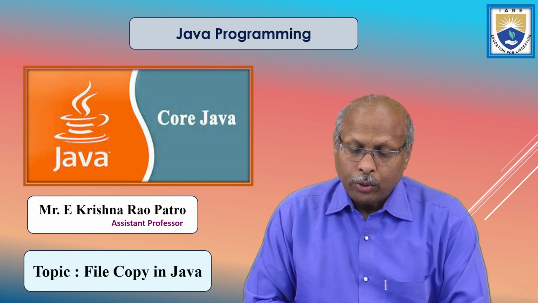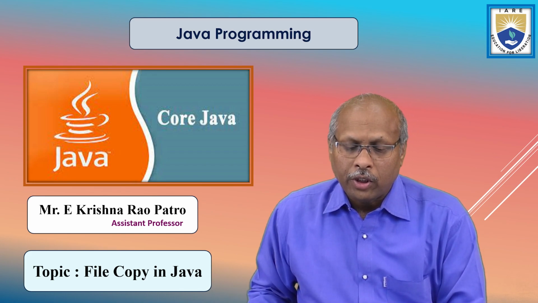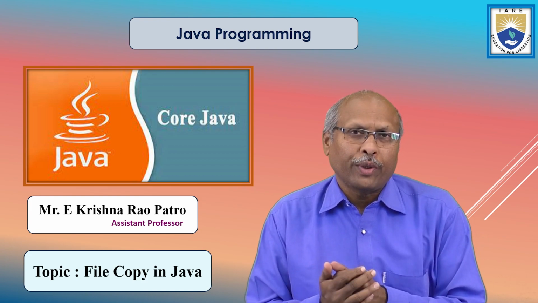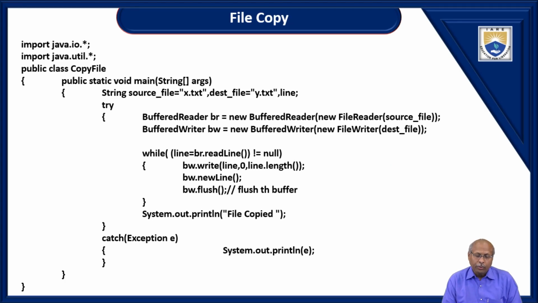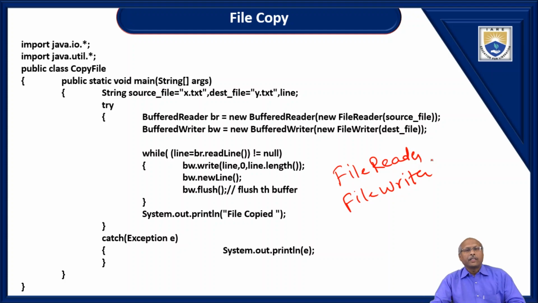Today we will discuss one concept called file copy in Java. How you can do the file copy concept. You can copy one source file to another file. To copy the source file to the destination file, you need two things: one is file reader, another is file writer. Using these two classes, you have to copy. That means you have to read the content from one file and copy to another file.